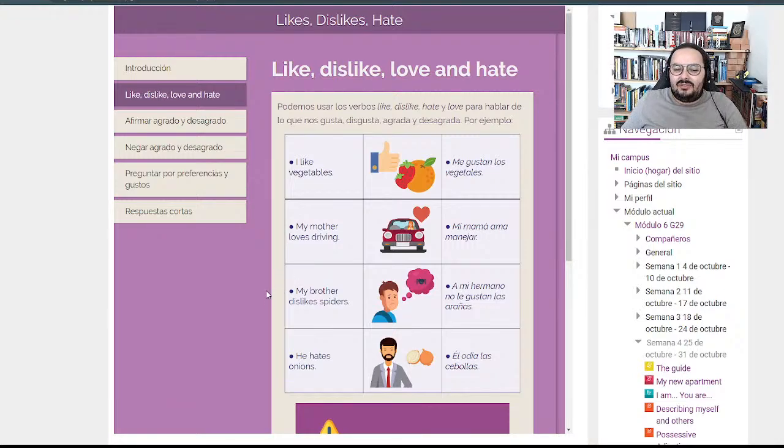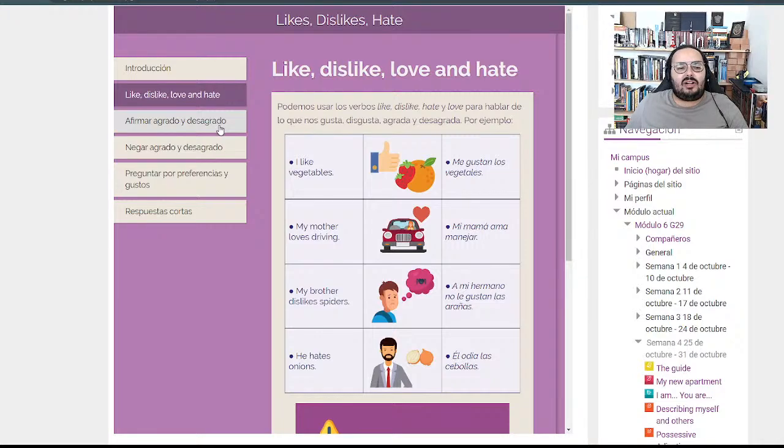If we talk about nouns, yeah, it's okay. I love spiders. I hate spiders. I love onions. I hate onions. But if it's a verb, I love eating. I love swimming. I hate swimming. I hate eating. I love walking. I dislike walking. Okay? Always with the ing ending.